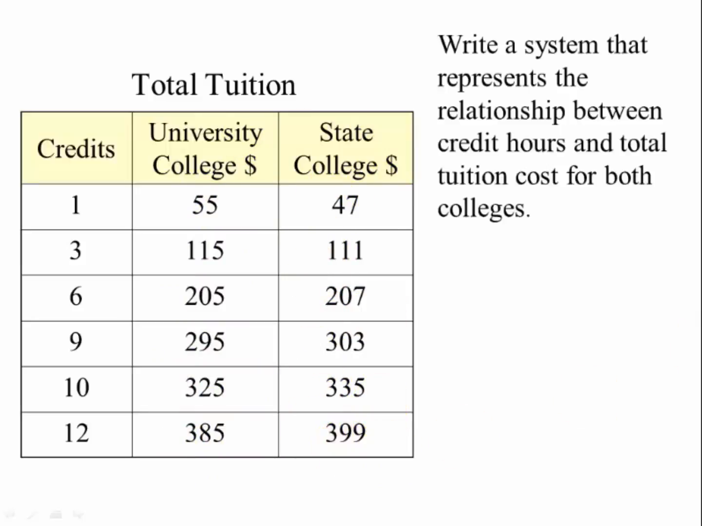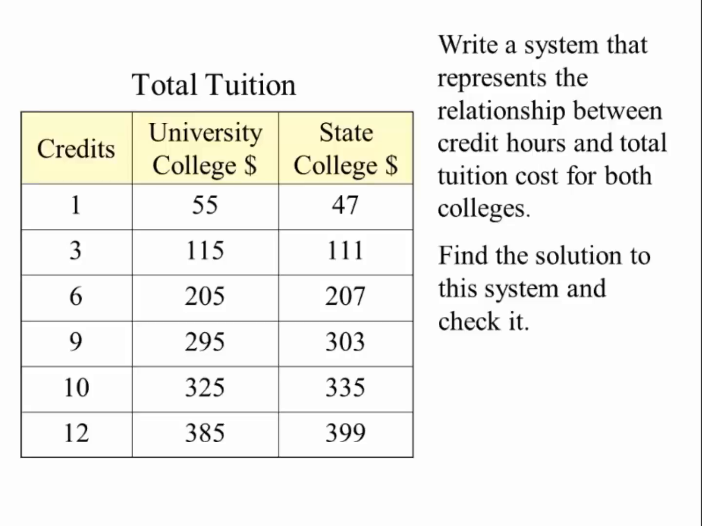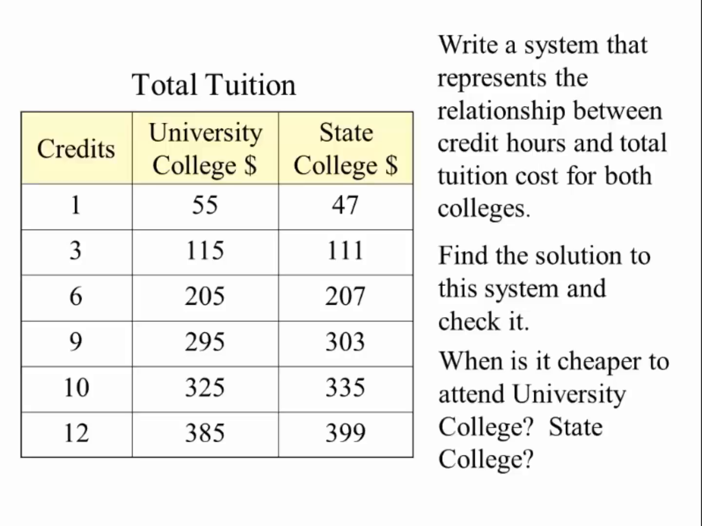Write a system that represents the relationship between credit hours and total tuition costs for both colleges. Find the solution to this system and check it. When is it cheaper to attend university college or state college? So our first step is to identify what the variables are. The first variable is the number of credits, and the second variable is the tuition cost. The number of credits is our independent variable because the tuition cost depends upon the number of credits taken.